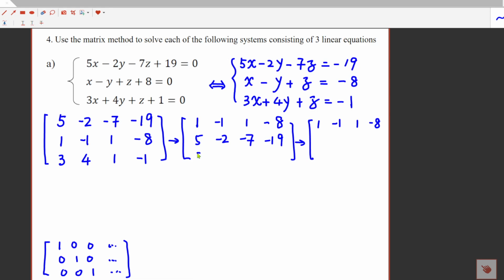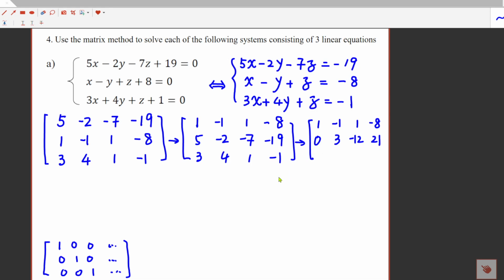This is our second row, and the third row is 3, 4, 1, -1. First we could use the first row times -5 added to the second row. This gives us 0 here, and -1 times -5 added to -2 gives us 3, right? And this number becomes -12, and this number here becomes 21, right?